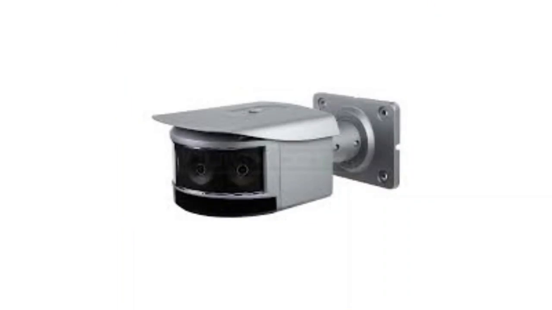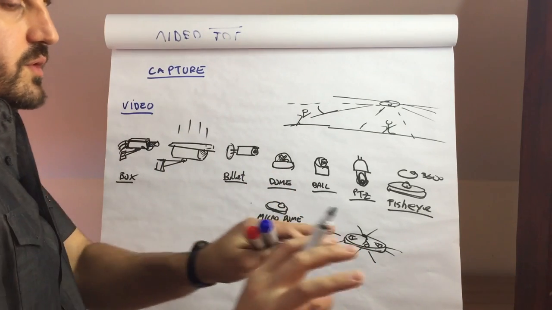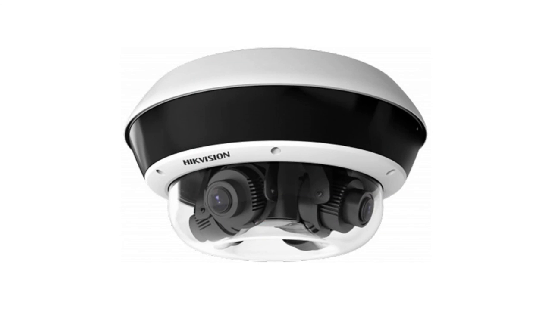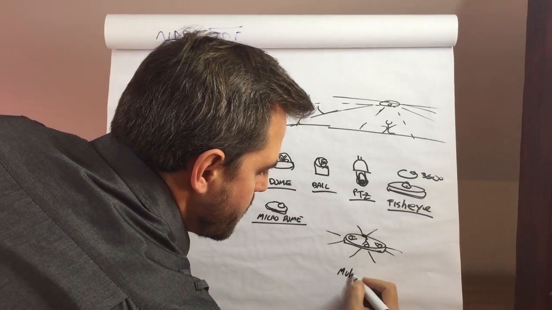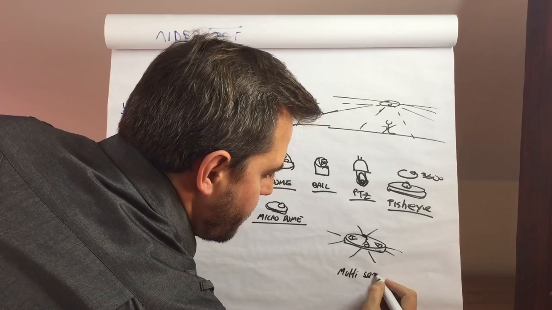It varies, you know, the structure can be like a big bullet with two glasses, or a round one with a camera on each side. It varies, but this will be the multi-sensor camera.